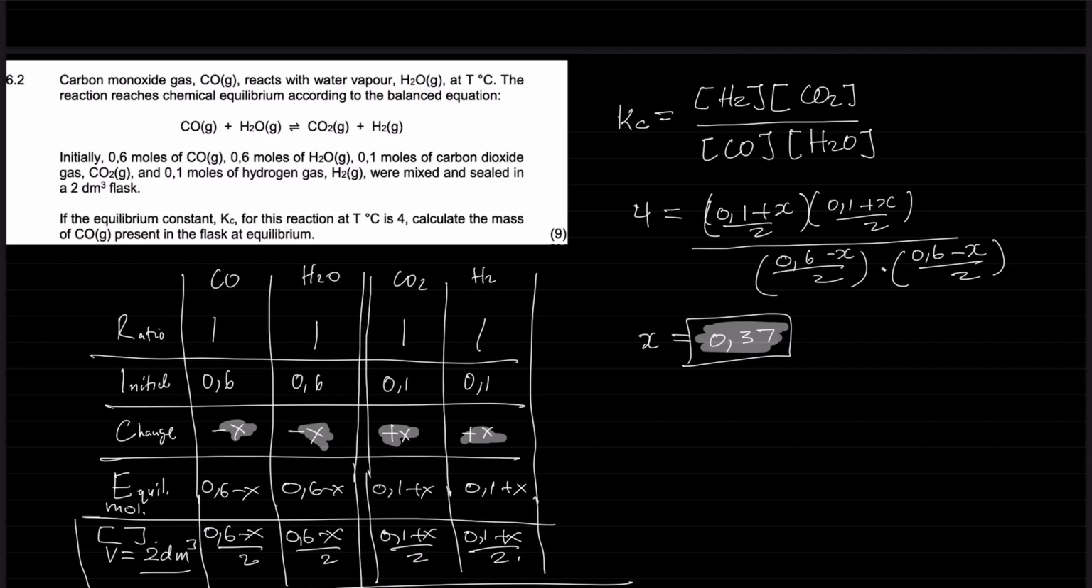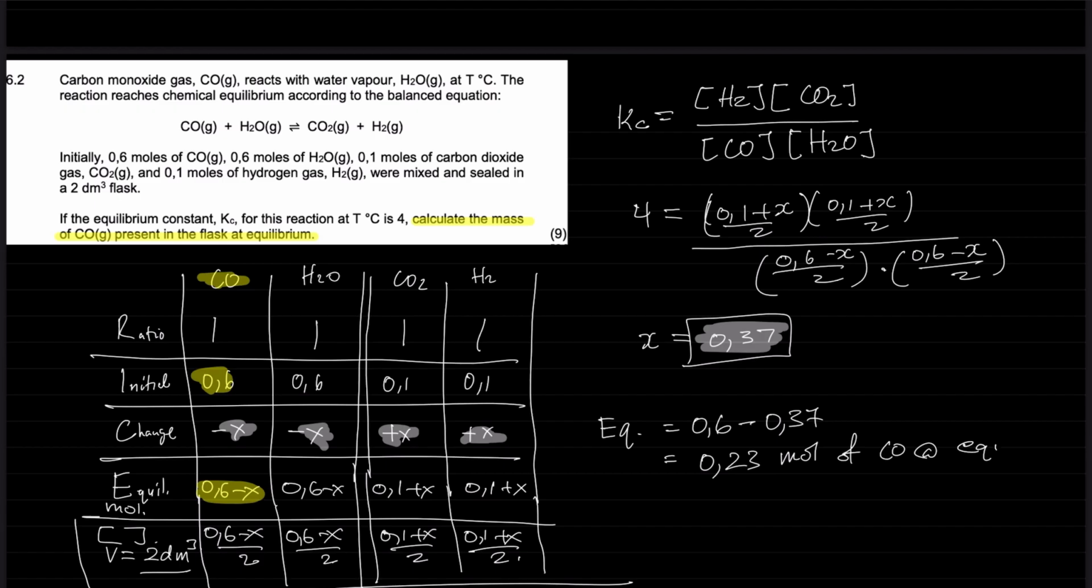Now remember, the question is asking us to calculate the mass of CO present in the flask at equilibrium. If we focus on CO, this is the initial, this is how much it changed by, and this is the equilibrium moles. To calculate the equilibrium moles, it's going to be 0.6 minus 0.37, and that is equal to 0.23 moles of CO at equilibrium.